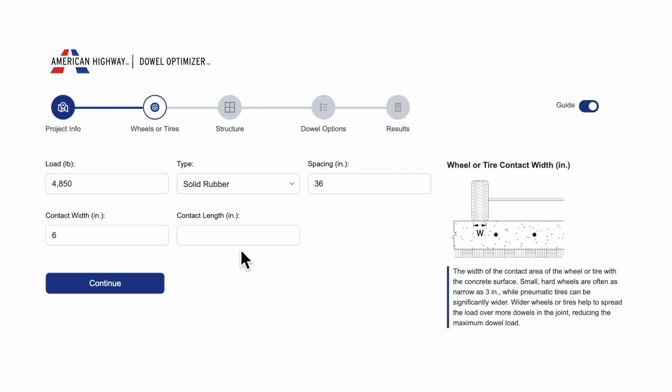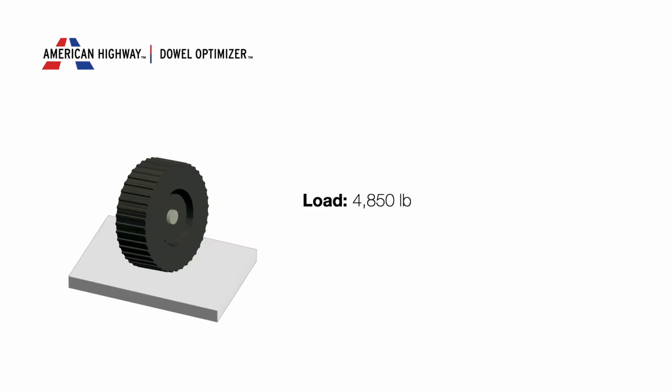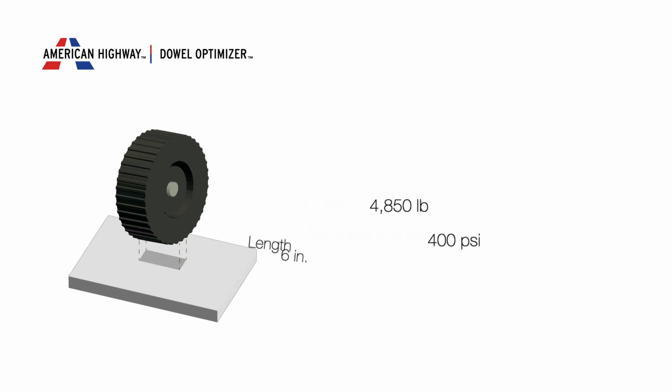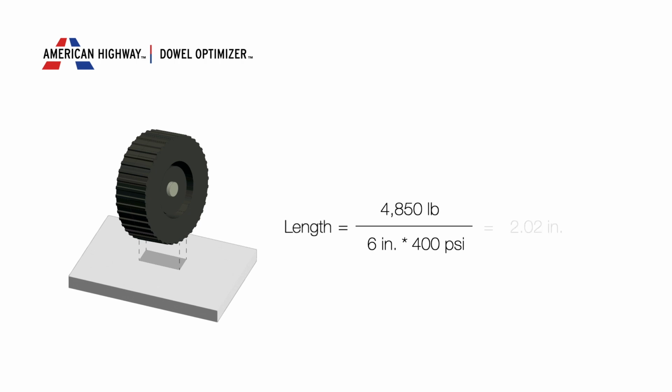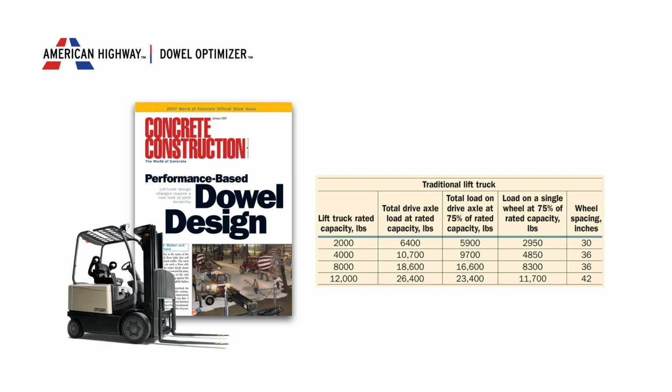If the tire length is unknown, you can estimate it based on the contact pressure. For example, with the load of 4,850 pounds, a contact pressure of 400 psi, and a 6-inch wide tire, the estimated tire length is 2.02 inches. It's fine to enter 2.02 inches, but since this input is relatively insensitive, you can safely round down to the nearest whole number. That completes the example for a 4,000-pound capacity traditional lift truck.